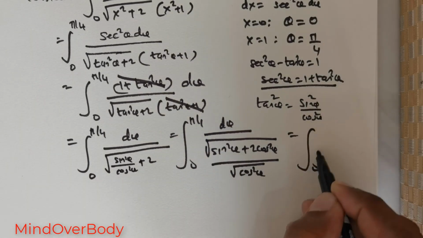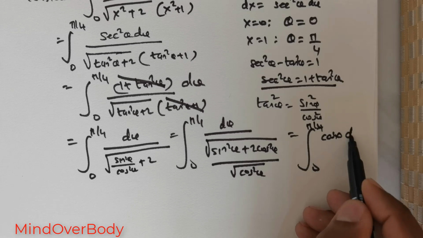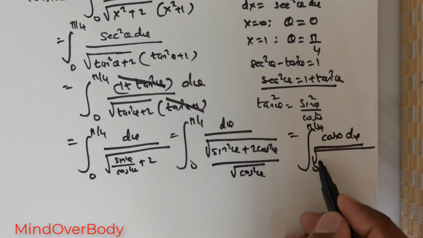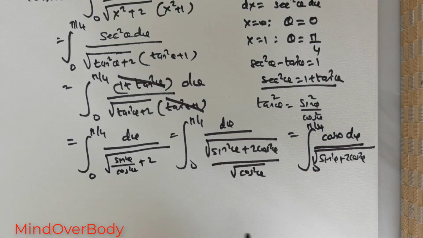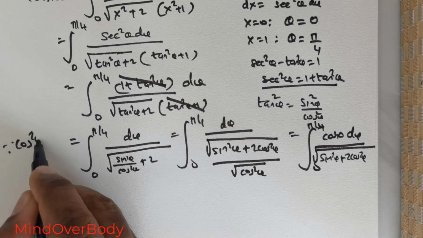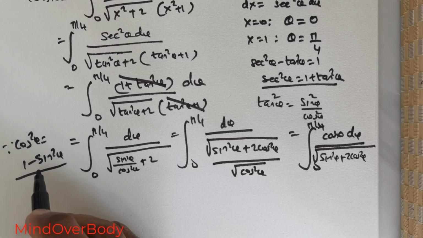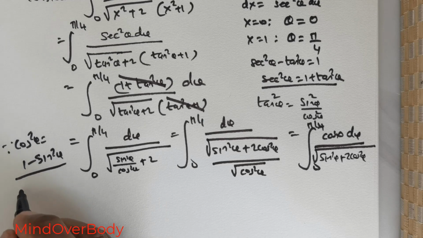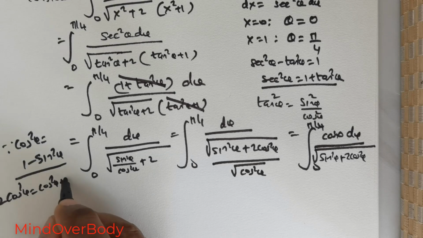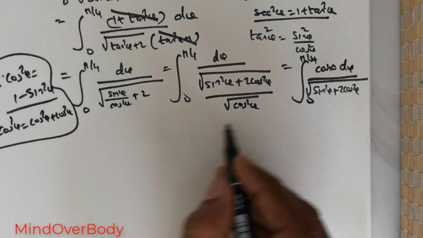You flip that, you get 0 to pi over 4. Root of cos square theta becomes cos theta times d theta divided by root of sin square theta plus 2 times cos square theta. But cos square theta is 1 minus sin square theta. Right, you can utilize that, but before I utilize this, I would like to write 2 times cos square theta as cos square theta plus cos square theta. So two important identities or representations would be utilized here.